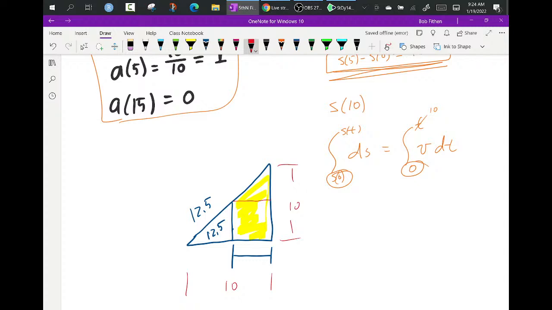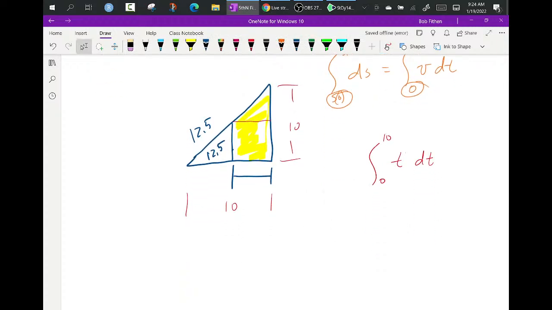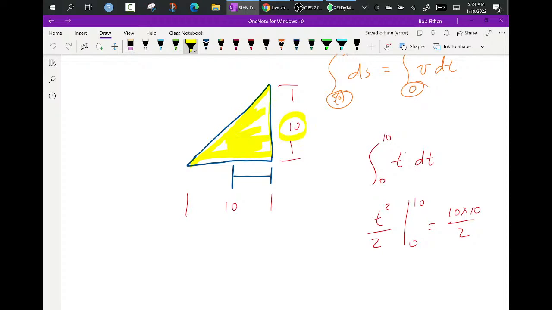So the total area there, integration from 0 to 10 seconds of the velocity, which is a linear function, which is just t. This integral will be basically t squared over 2, evaluated from 0 to 10, which ends up being 10 times 10 divided by 2. Guess what? It's the same thing that you would get if you were looking at the area of the total triangle. If you're looking at the area of this triangle, you just say it's this times this divided by 2. So that's fine. You've got it.